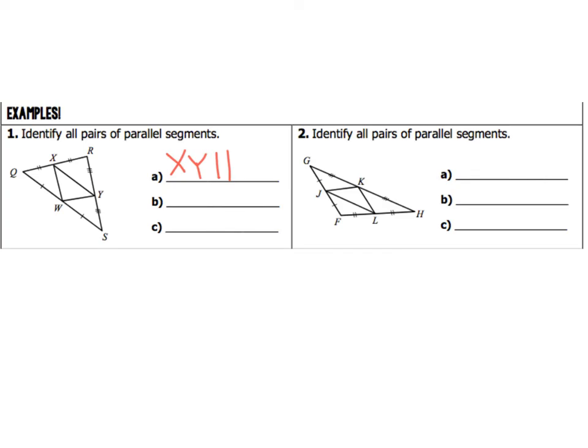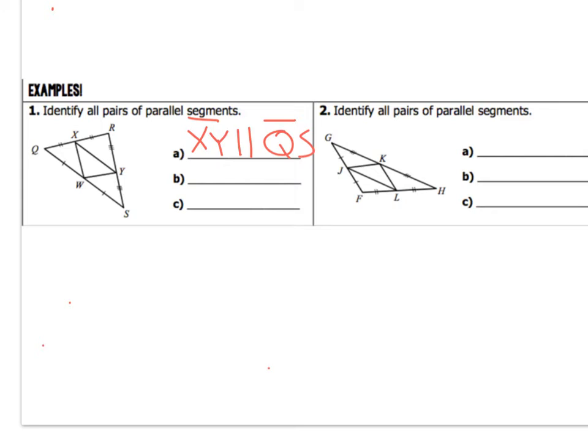So here the directions say to identify all pairs of parallel segments. So take a look at XY. Segment XY is parallel to the third side, which is parallel to segment QS. So again, segment XY is parallel to segment QS. Let's take a look at segment WY. That segment is parallel to segment QR. So I'm going to write that in.